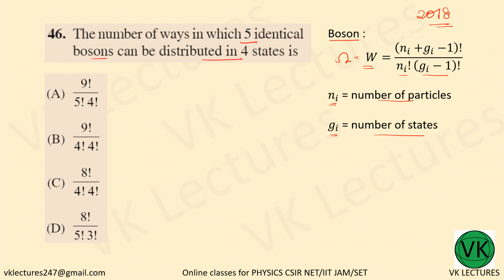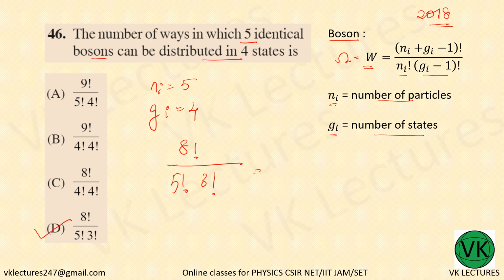Now, what is Ni here? Ni, the number of particles, is 5. So Ni equal to 5, Gi equal to 4. Right. So Ni + Gi - 1 is 8 factorial, divided by Ni factorial, which is 5 factorial, and Gi - 1 is nothing but 3 factorial. So 8 factorial by 5 factorial into 3 factorial. So your option is D.